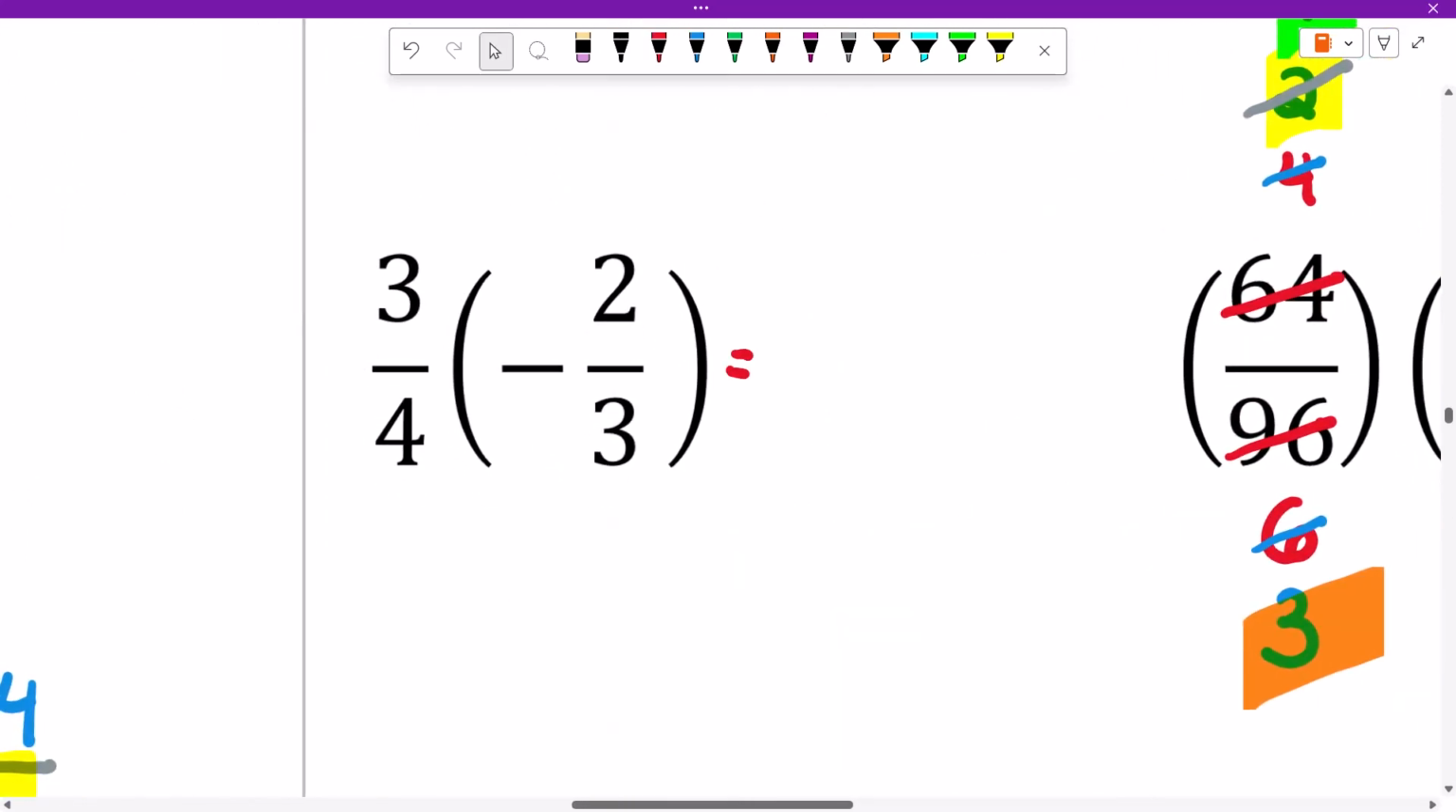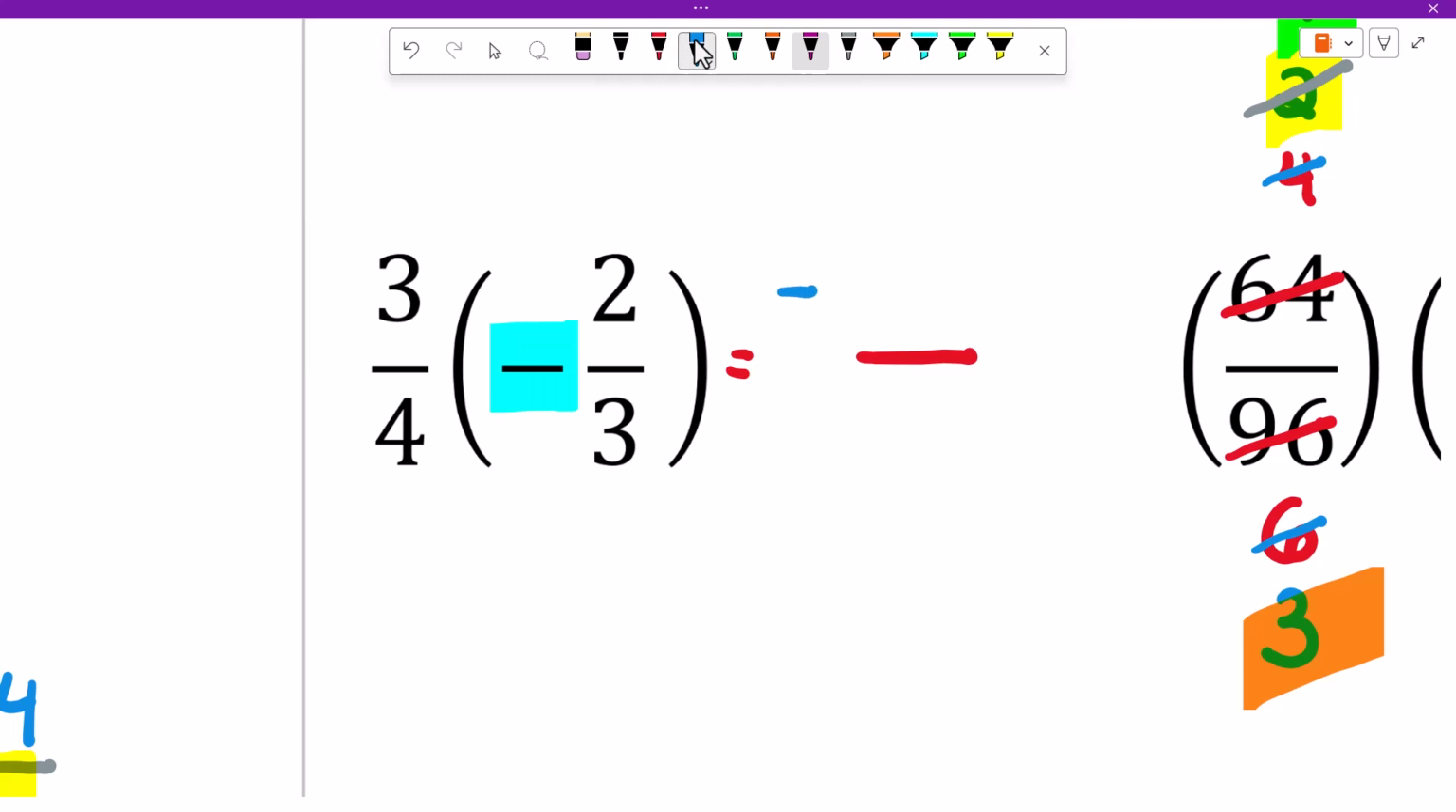We started off with a harder one. Let's go for an easier one. Final answer, positive or negative? Negative. Only one negative sign here. So it stays. We make it negative.